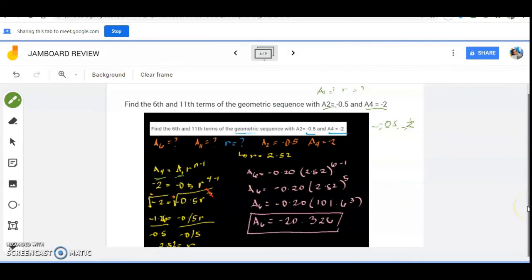Okay. Extracting the cube root, we're down with 2.52. You have to divide both sides by 0.15 and 0.50. So, since we now have the value of the common ratio, we can find the 6th term and the 11th term. I only found the 6th term here. I will leave you with the 11th term of this geometric sequence. We can also use the formula by working backwards to get the first term.